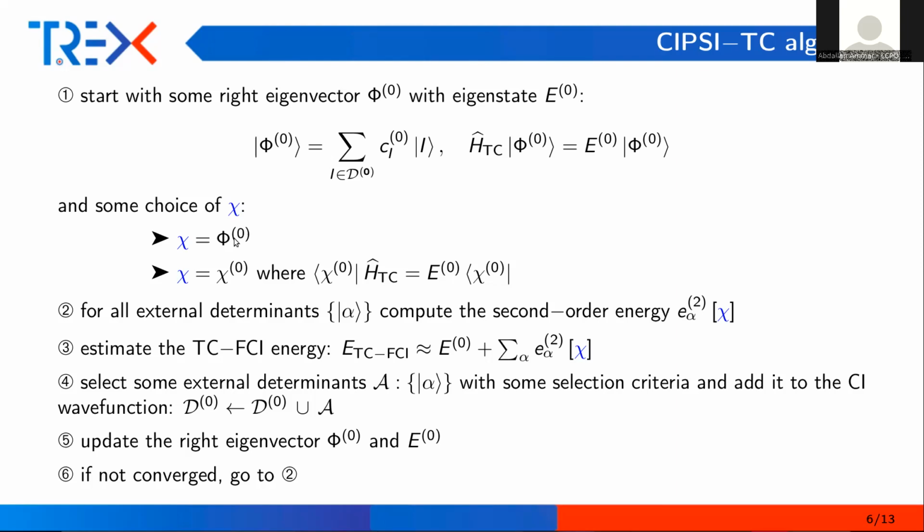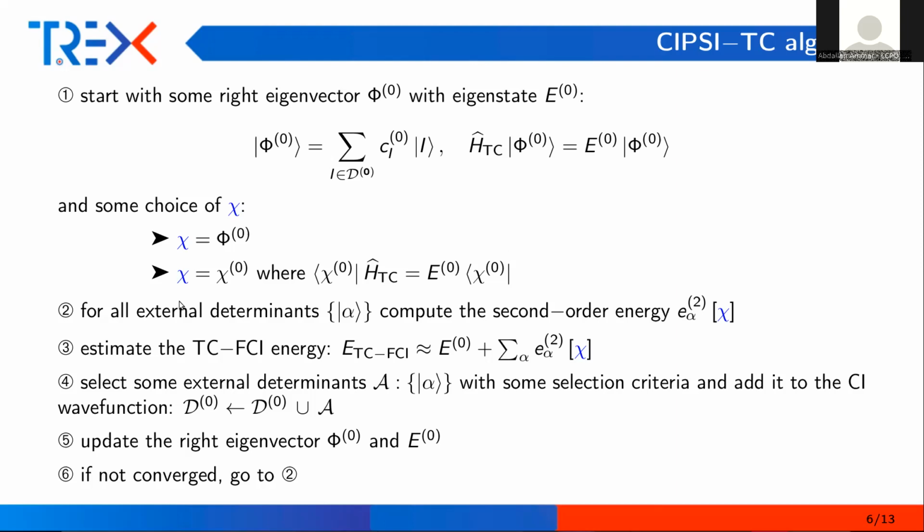is by considering chi as the right eigenvector phi 0. So with this choice, the zero-order Hamiltonian becomes very similar to the usual zero-order Hamiltonian of the symmetric case. And the second choice of chi is the left eigenvector chi 0 with the same eigenenergy E0. And of course, as one can expect, the second choice turns out to be much more efficient, and we will see this after in the results.